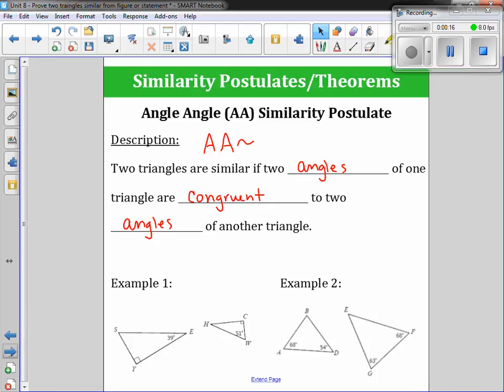The first being angle-angle similarity. Here you can see the symbol, two A's with the similarity symbol. Two triangles are similar if two angles of one triangle are congruent to two angles of another triangle. So we're going to take a look at two examples.